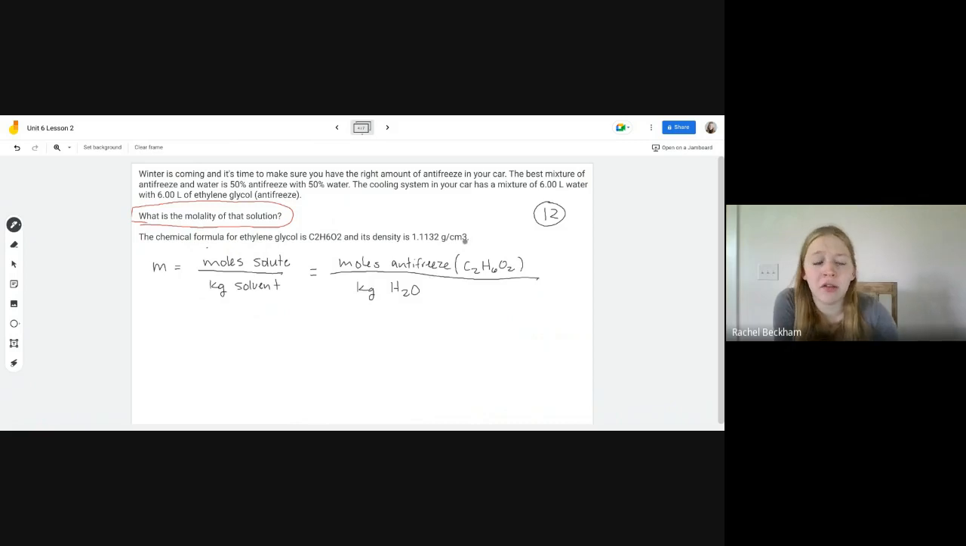So all we need to do now is find the moles and the kilograms so that we can divide the two by one another. Let's do the moles first. It says that we have 6.00 liters of ethylene glycol, which is antifreeze. We need to get that to grams. How do we go from a volume to a gram? Well, the density here was 1.11 gram per cubic centimeter. A cubic centimeter is equal to 1 milliliter. This is always true.